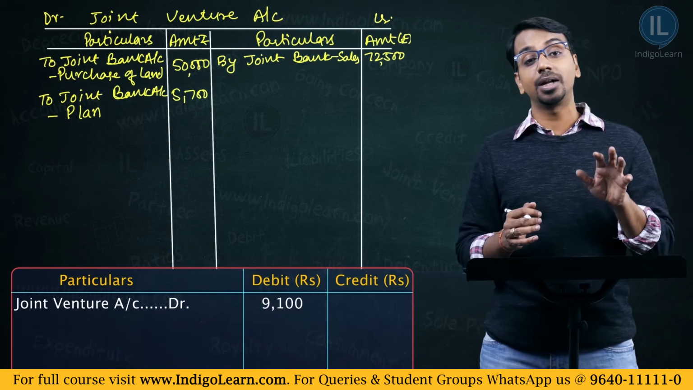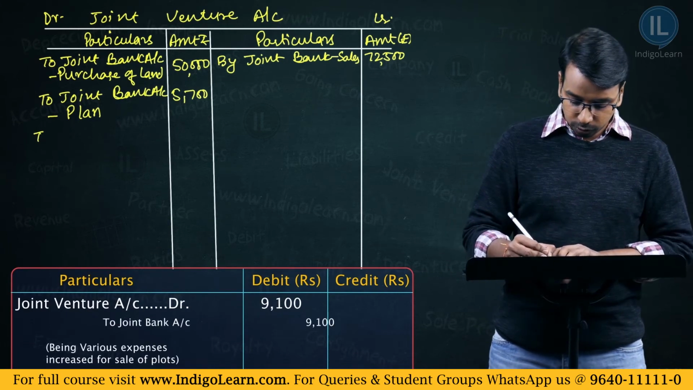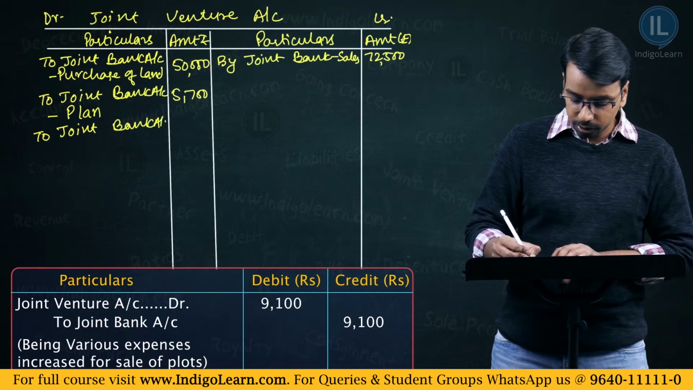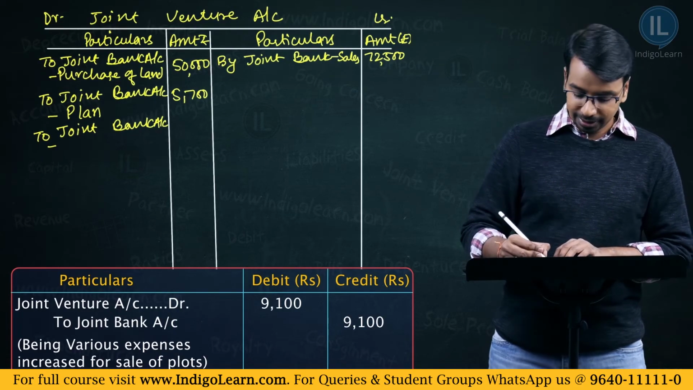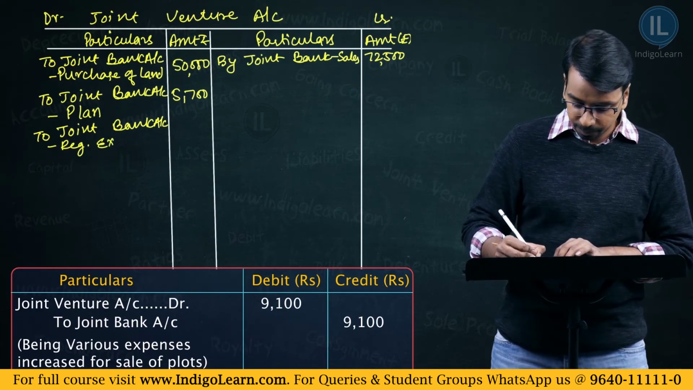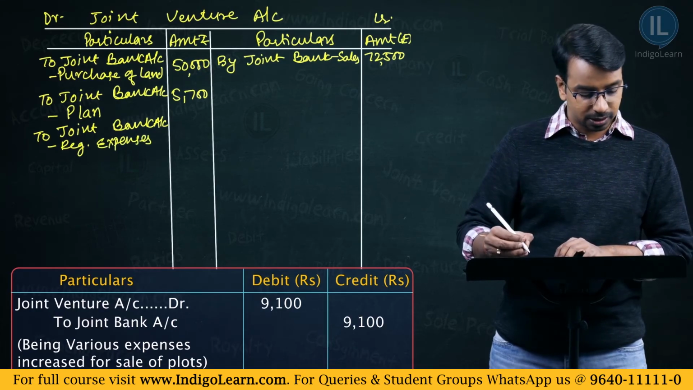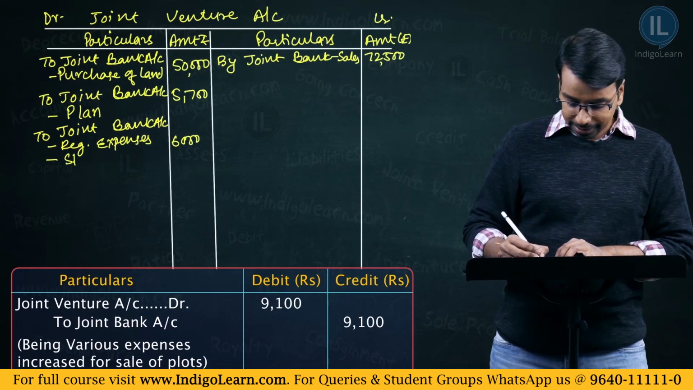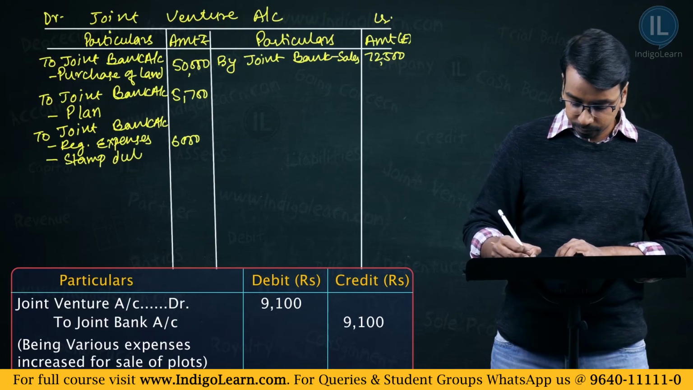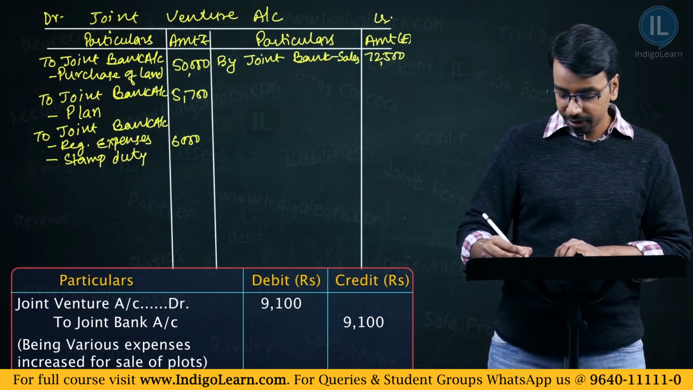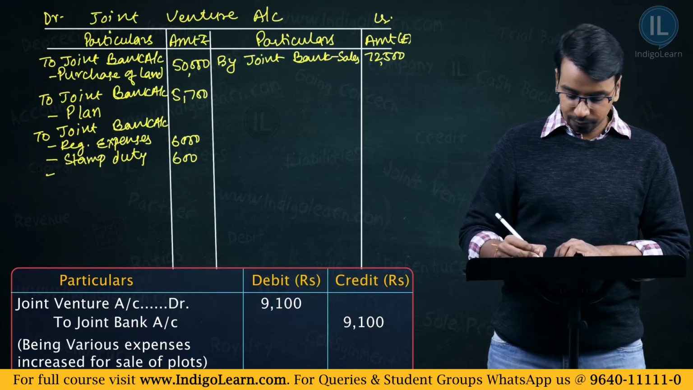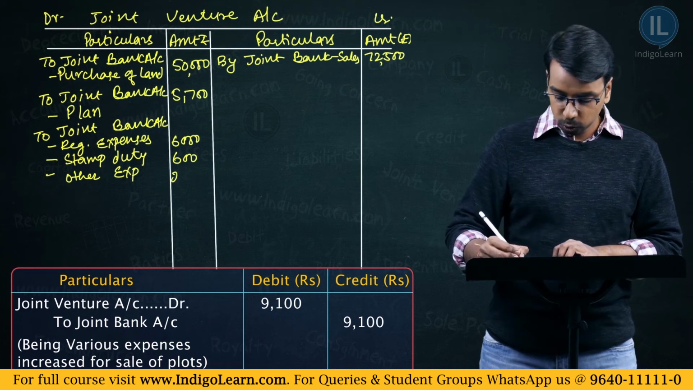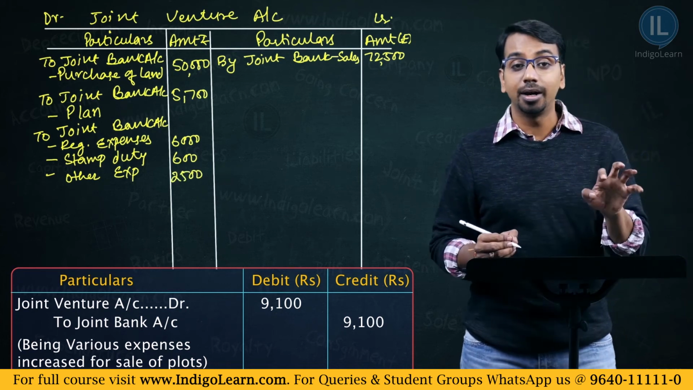How will you pass that? You will debit the joint venture account, to joint bank account. What is the first expenditure given? Registration expenses 6,000. Then you have stamp duty. What is the stamp duty? 600. And then you have other expenses, and other expenses is 2,500. So what is the journal entry here?